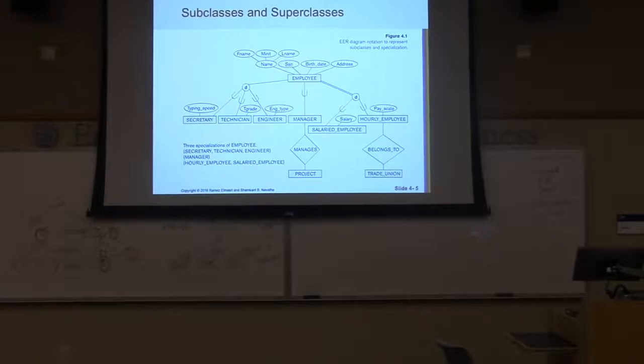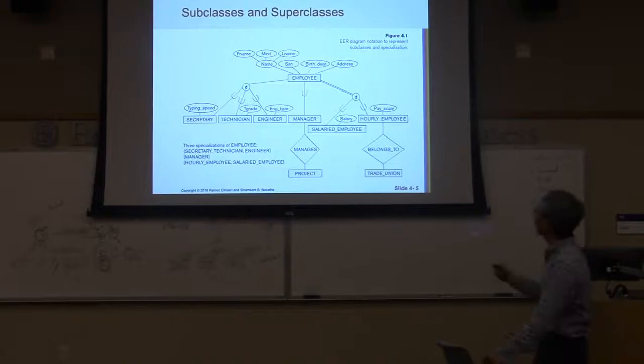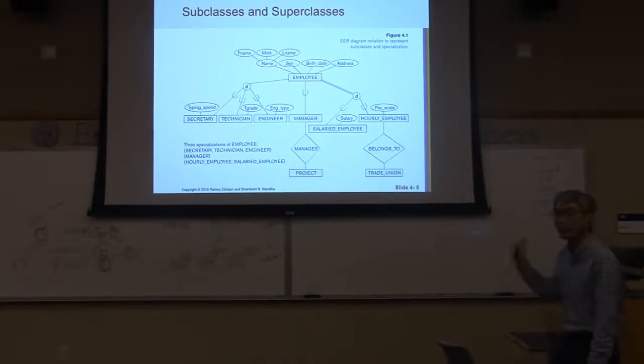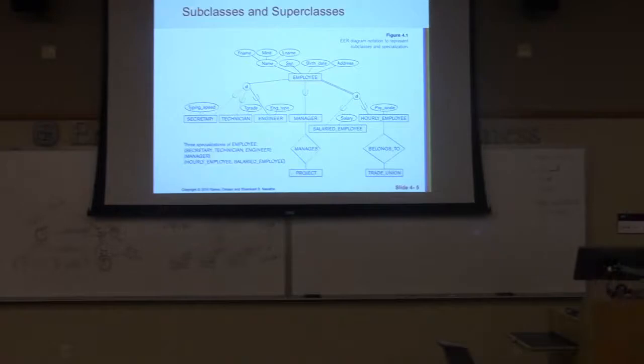What about this one, employee and manager? It's also super and subclass, but how many subclasses? One. It's just one. So because of that, we actually eliminate the circle. You can use the circle, but not always. So in case of one subclass, there is a different notation I haven't explained yet. Let me use this diagram to explain.